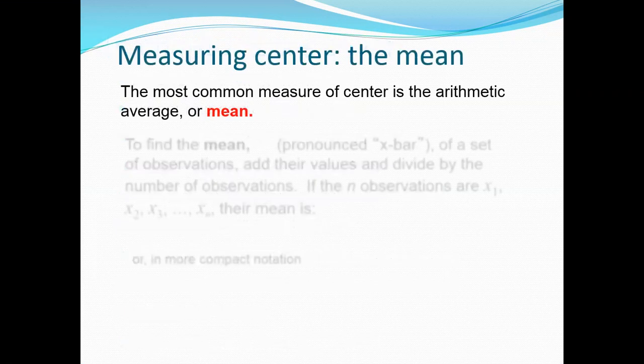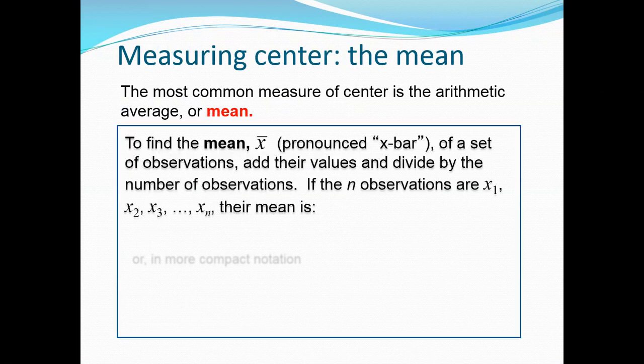Measuring center, the mean. The most common measure of center is the arithmetic average or mean. To find the mean, x bar, pronounced x bar, of a set of observations, add their values and divide by the number of observations.